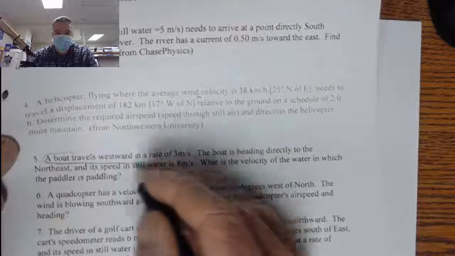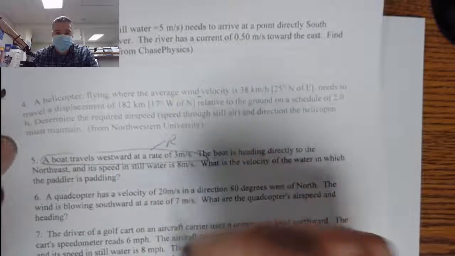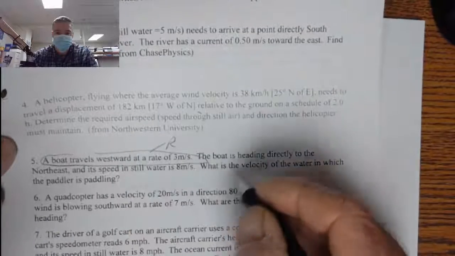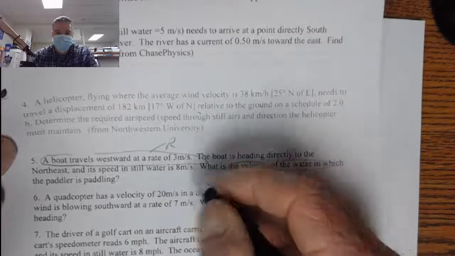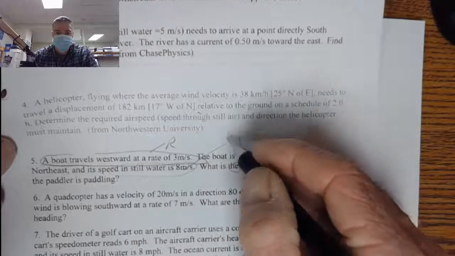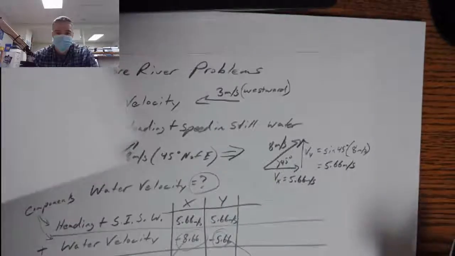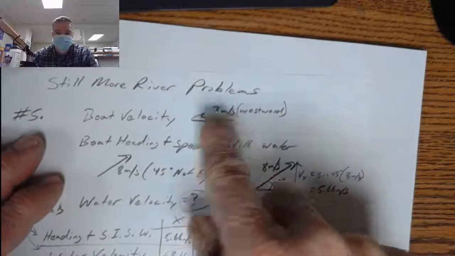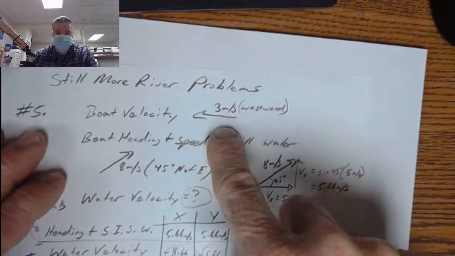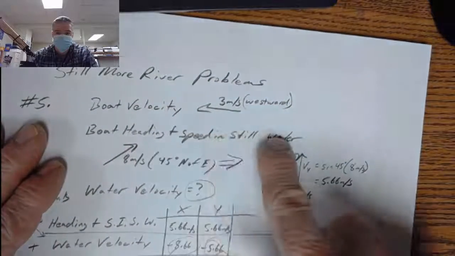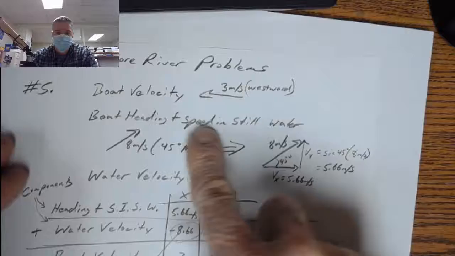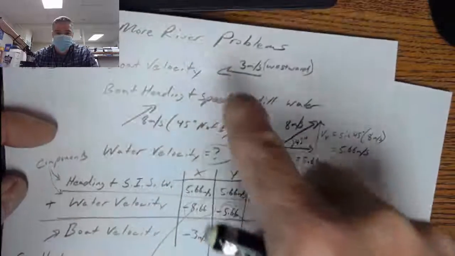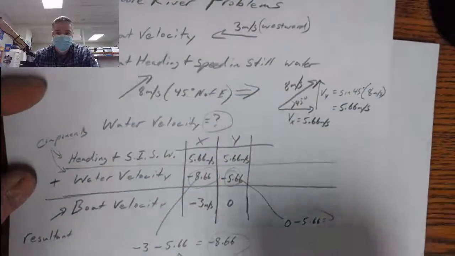So this is the resultant. That's the actual velocity of the boat. The heading and the speed in still water, the velocity of the water, those two are components. So component, and resultant. I think I was just drawing all my little vectors here. I have the boat velocity, that's the resultant. Boat heading and speed in still water is right here. And then the water velocity, that's what I'm looking for. So I've got the resultant, one component, I'm looking for the other component.